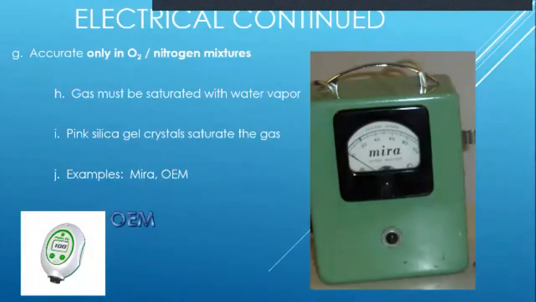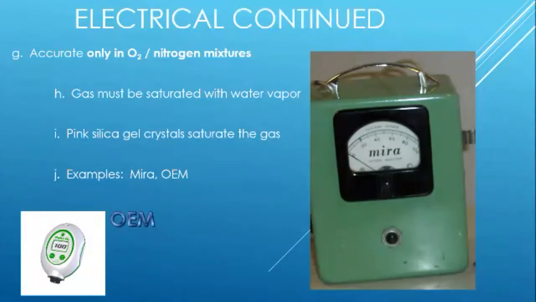All right, electrical continued. It's accurate only in O2 and nitrogen mixtures, which is most of the gas, right? Most of the air outside is oxygen and nitrogen. Those are the two biggest components in the air around you right now. Nitrogen is 78%, oxygen 21%. That don't even leave just a little bit for the argon and the CO2 and trace gases, right? So the main two things are oxygen and nitrogen. So if you got a helium mixture somewhere, it ain't gonna work, okay? It's telling you it only works in the O2 and nitrogen mixtures, which is regular outside air.